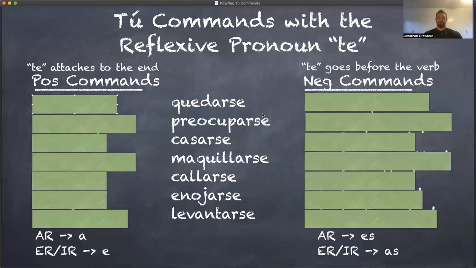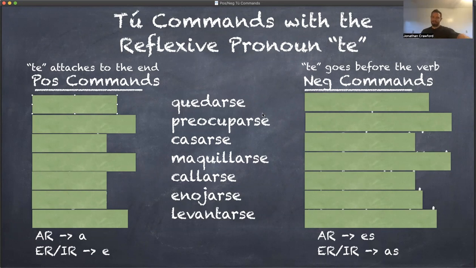Today, I want to talk about tú commands with the reflexive pronoun te. Of course, reflexive pronouns come in many forms, but when it's the tú form, it's always going to be te. And so since we're doing tú commands, te is the only reflexive pronoun you have to remember for right now.